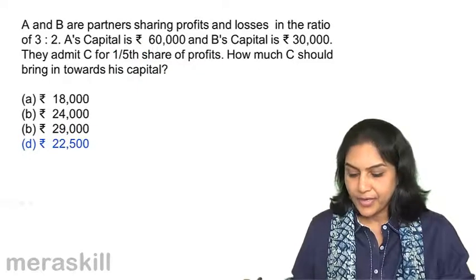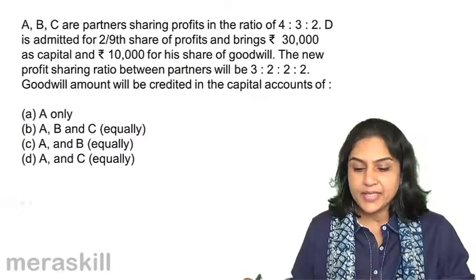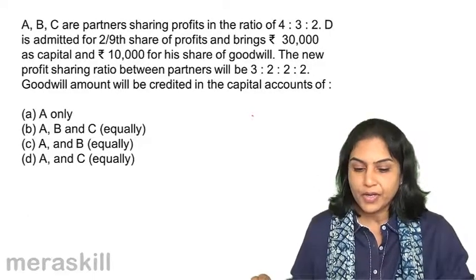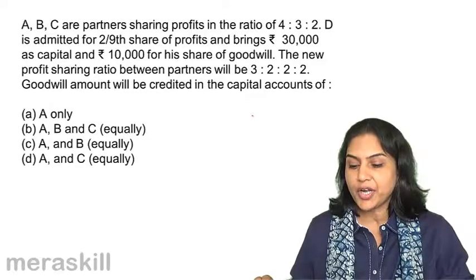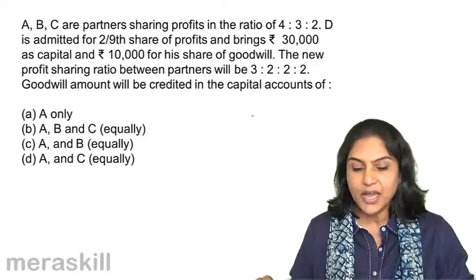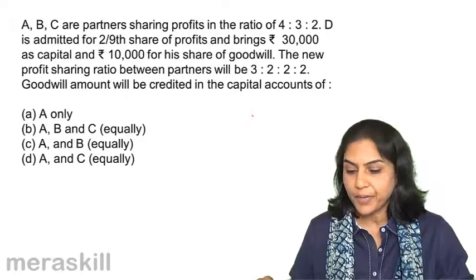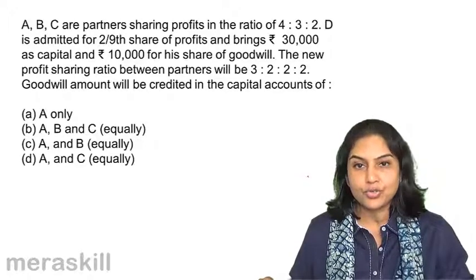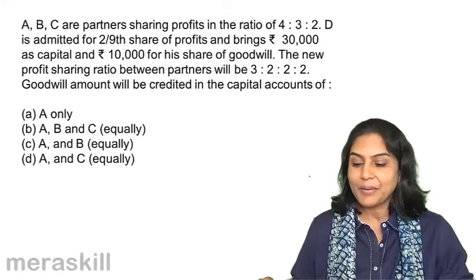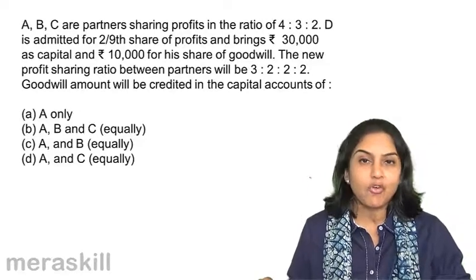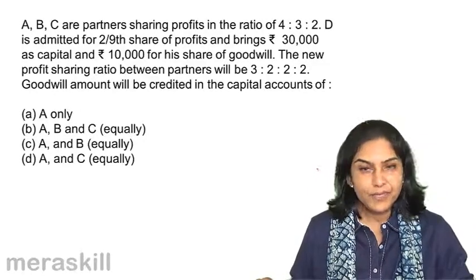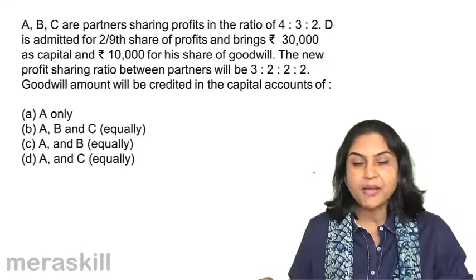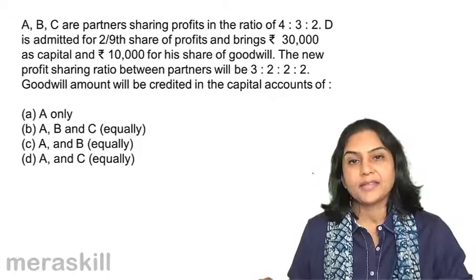Next, A, B and C are partners sharing profits in the ratio 4:3:2. D is admitted for 2/9 share of profits. He brings in 30,000 as capital and 10,000 for his share of goodwill. The new profit sharing ratio between partners would be 3:2:2:2. Goodwill amount will be credited in the capital accounts of option A, A only, option B, A, B and C equally, C, A and B equally and D, A and C equally.